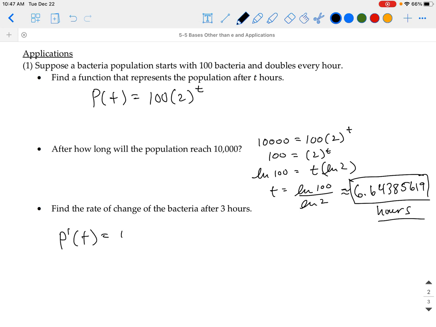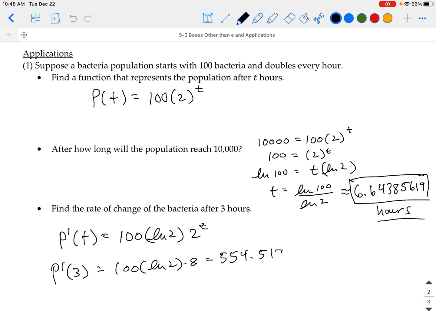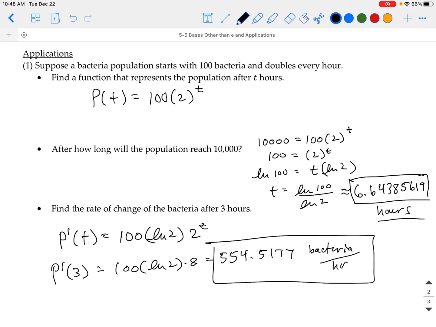So that's going to require us to find p prime. So p prime is going to be 100 times the derivative of 2 to the t, which will be natural log of 2 times 2 to the t. So p prime of 3 is going to equal 100 times the natural log of 2 times 8, which is going to be 554.5177. And that's bacteria per hour. So that's the rate of change of our population of bacteria.